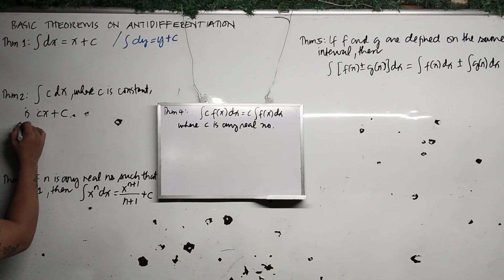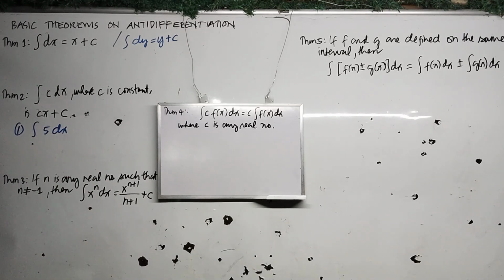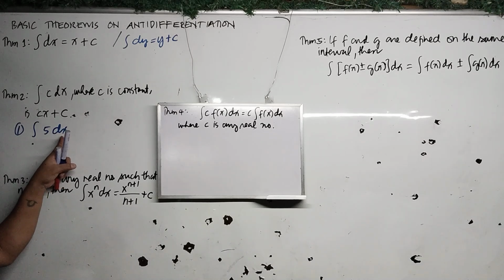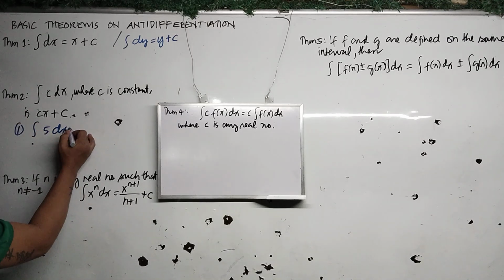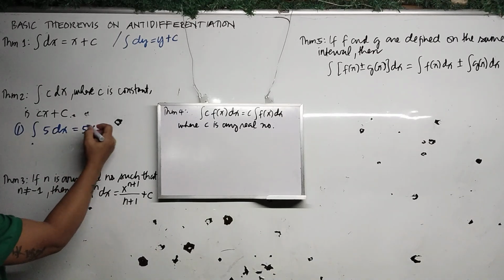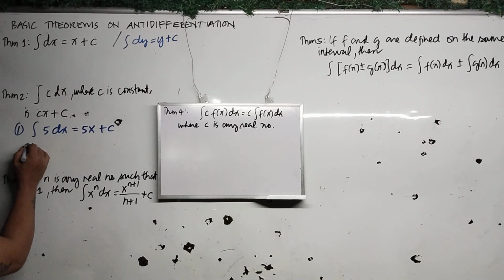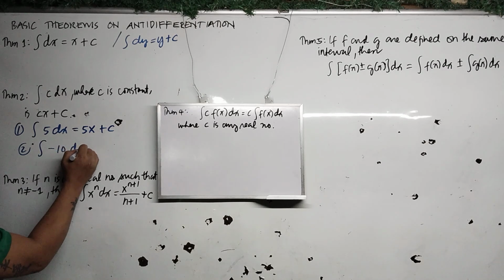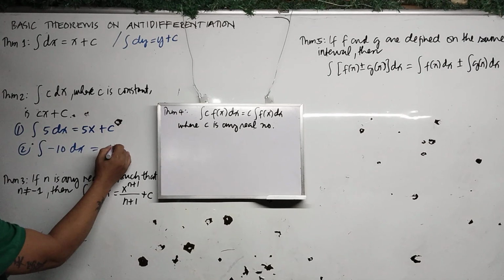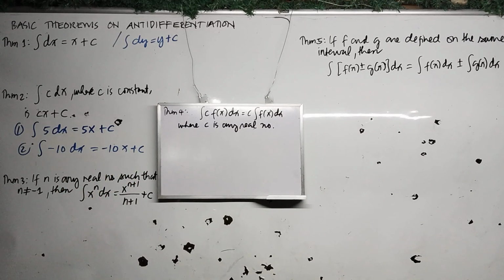find the integral of 5 dx. Very clear that the 5 is the constant, then the variable of integration is x. So according to this theorem, you just copy the constant 5, then attach the variable of integration, which is x, then plus c. This is also true if negative: integral of negative 10 dx. You just copy negative 10, then x plus c.